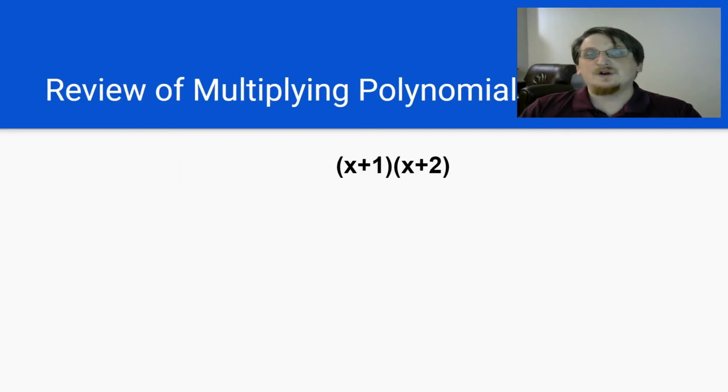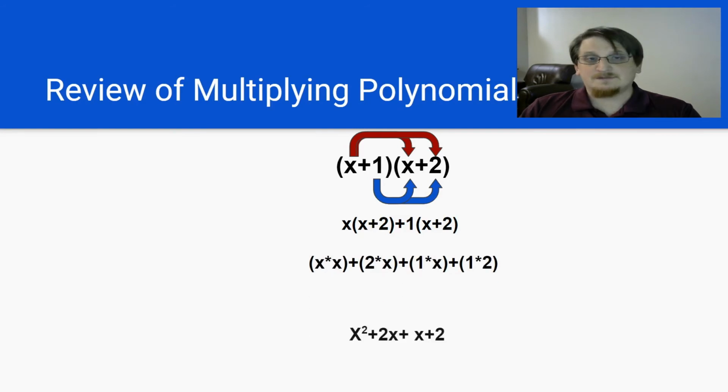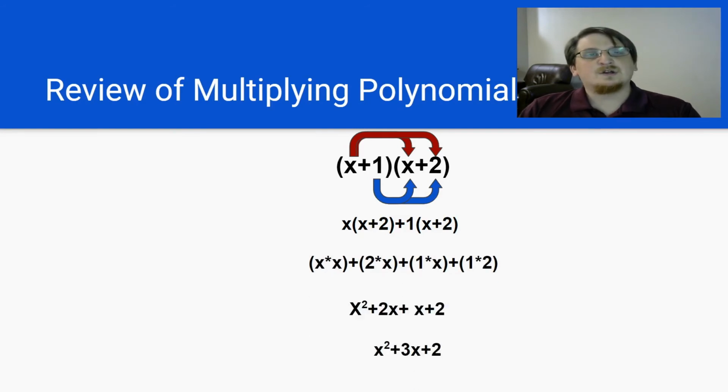But first, let's review multiplying polynomials. Last lesson, we talked about multiplying polynomials, but factoring polynomials will just be the opposite, basically. Let's quickly review a multiplication problem with polynomials: x plus 1 times x plus 2. First, we need to FOIL and distribute like we did in our last video. After all those steps, feel free to pause and look at them. Our final answer for this problem will be x squared plus 3x plus 2.